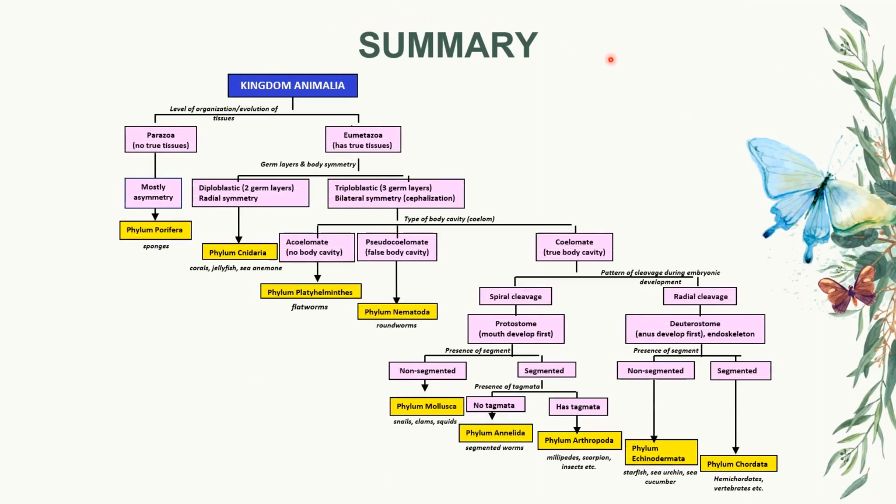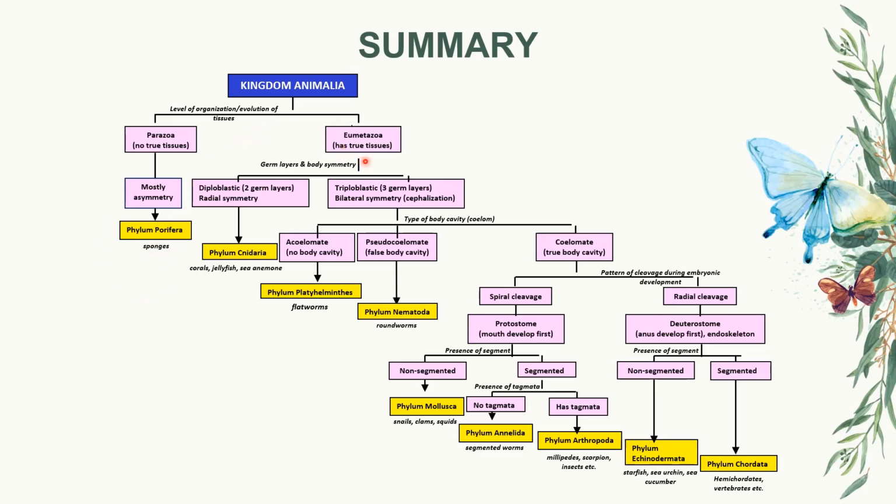So let's try to summarize the overall evolutionary relationship in Kingdom Animalia and how all of these animals are classified into the 9 phyla. First things first, we look at the level of organization, meaning the evolution of tissues, whether that animal has true tissues or not. If no true tissues, they are parazoan, and in terms of symmetry, they are asymmetrical, so no shape at all. All of those animals are classified under Porifera, typically known as the sponges.